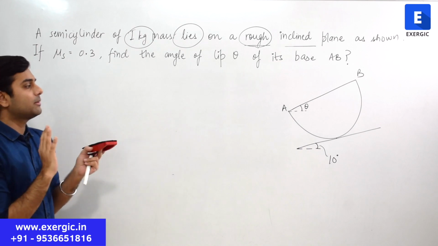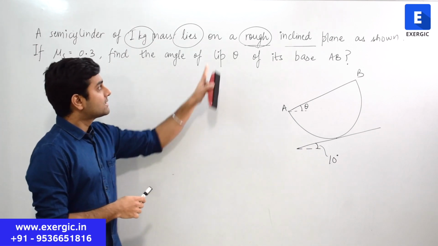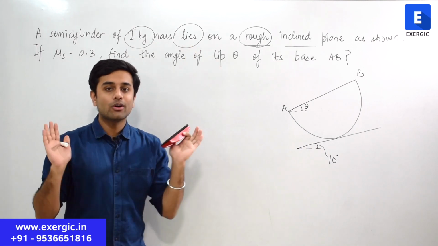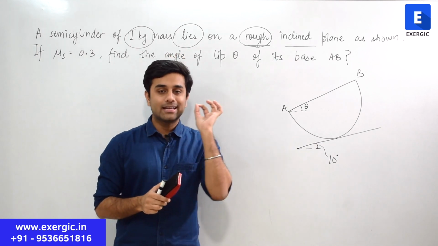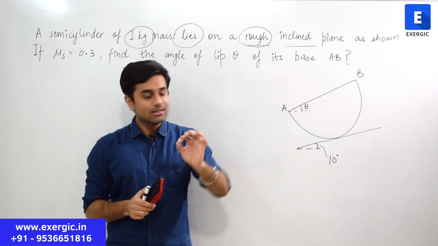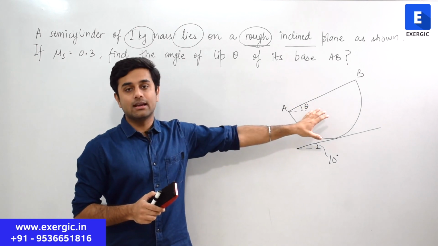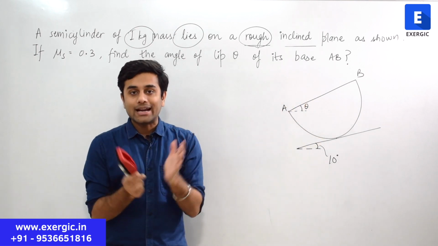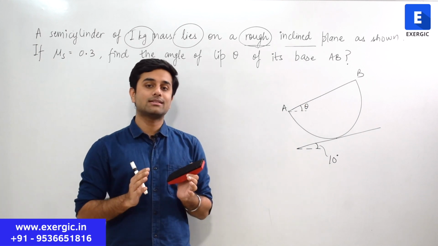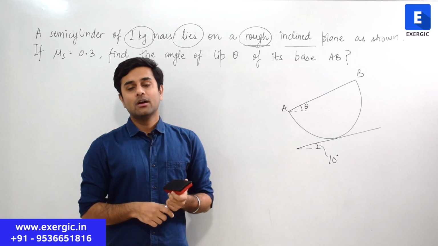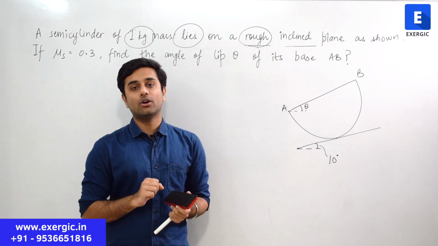So the question is pretty much easy, straightforward. Since it says that it lies on a rough inclined plane, this small keyword is very important. It gave you the idea that this semi-cylinder is in static equilibrium under the action of all the forces acting on it. What are the different forces acting on it?